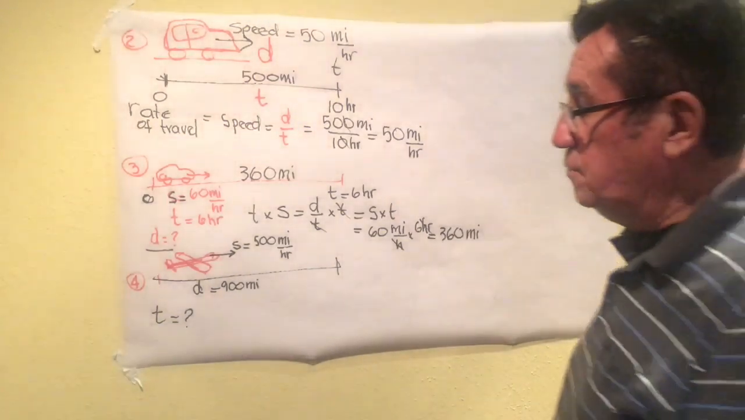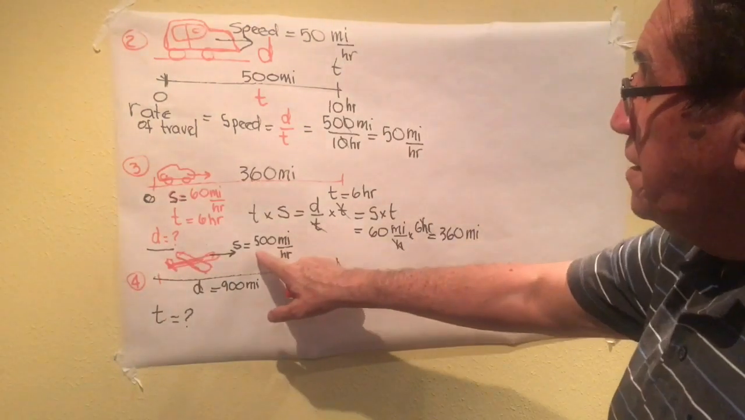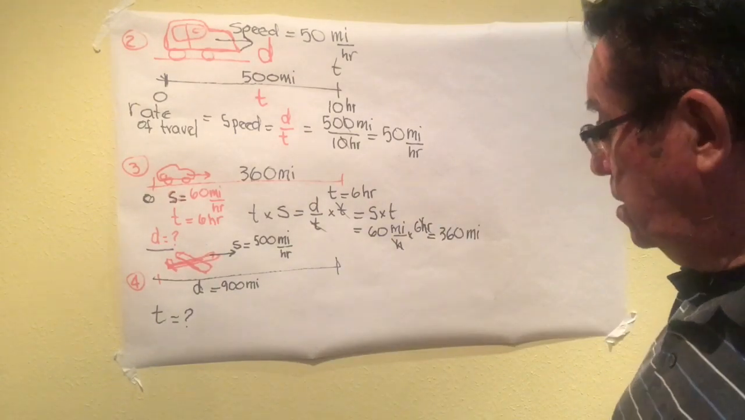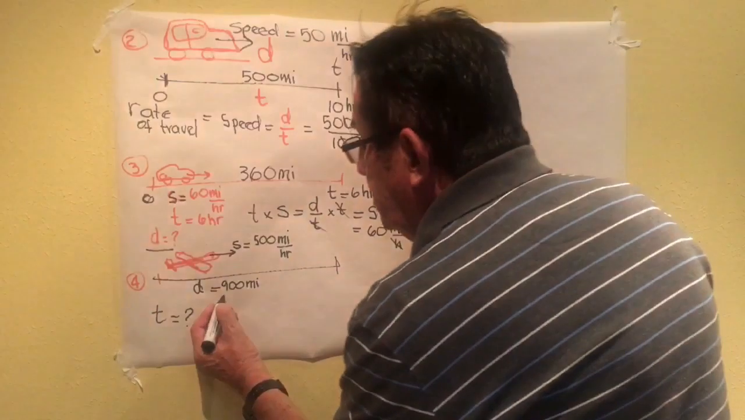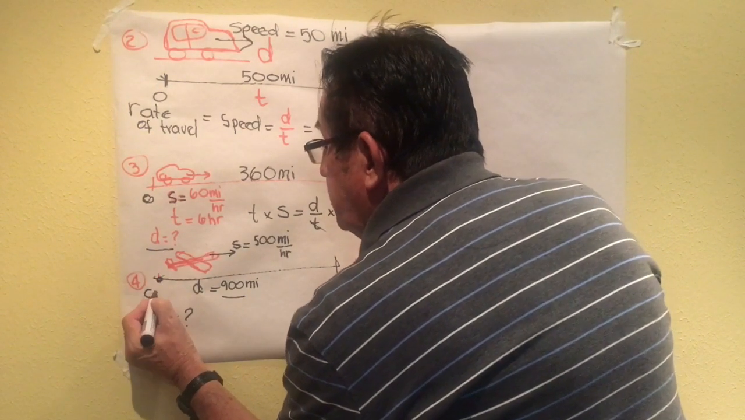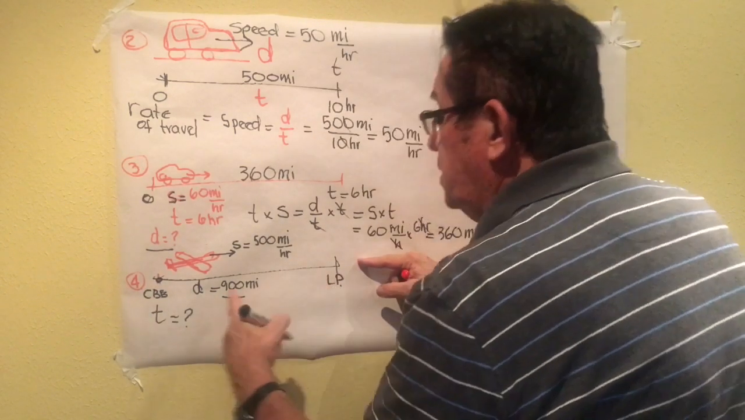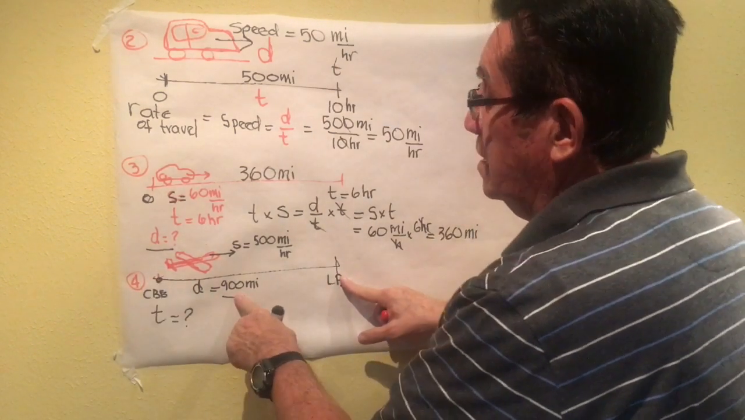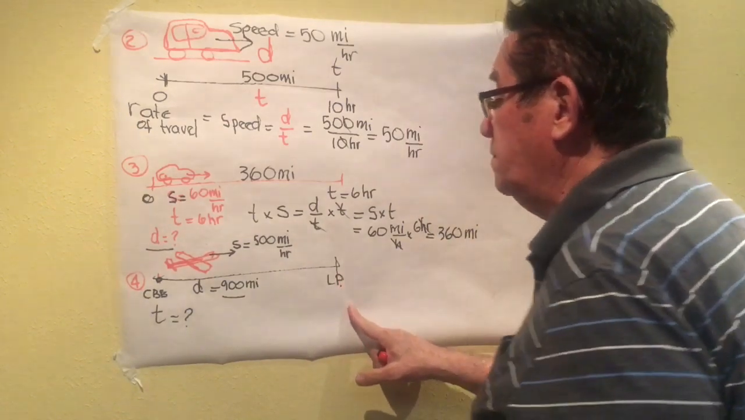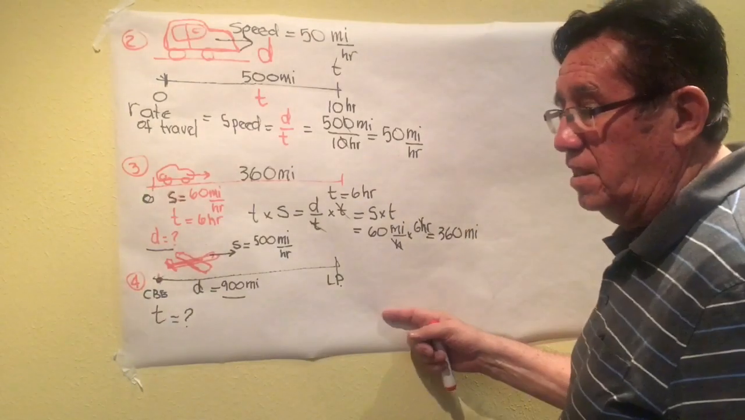But now let's see. We have this little plane. This little plane is flying at a speed of 500 miles per hour. And it goes a distance, let's see, from Cochabamba to La Paz. Let's imagine that from Cochabamba to La Paz, we have 900 miles, which is more or less the same. We want to know how long it takes to get there.